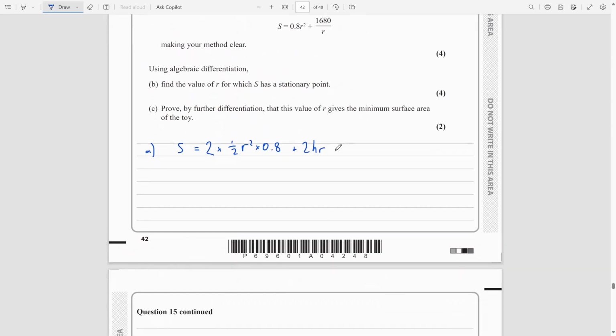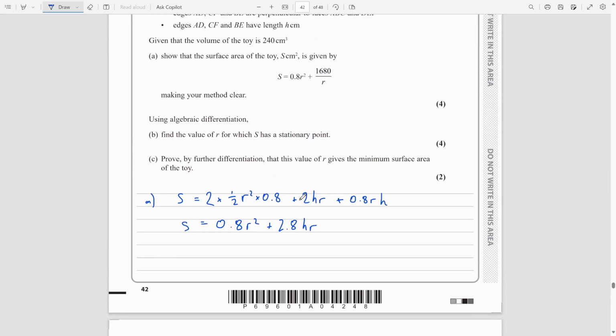You've only got one of those. So that's r theta, so 0.8r, times the height. So that is an expression for the surface area. Neatened up a little bit, we have S equals, well, the halves cancel here, and it's 0.8r squared plus 2hr plus 0.8hr, which is 2.8hr.